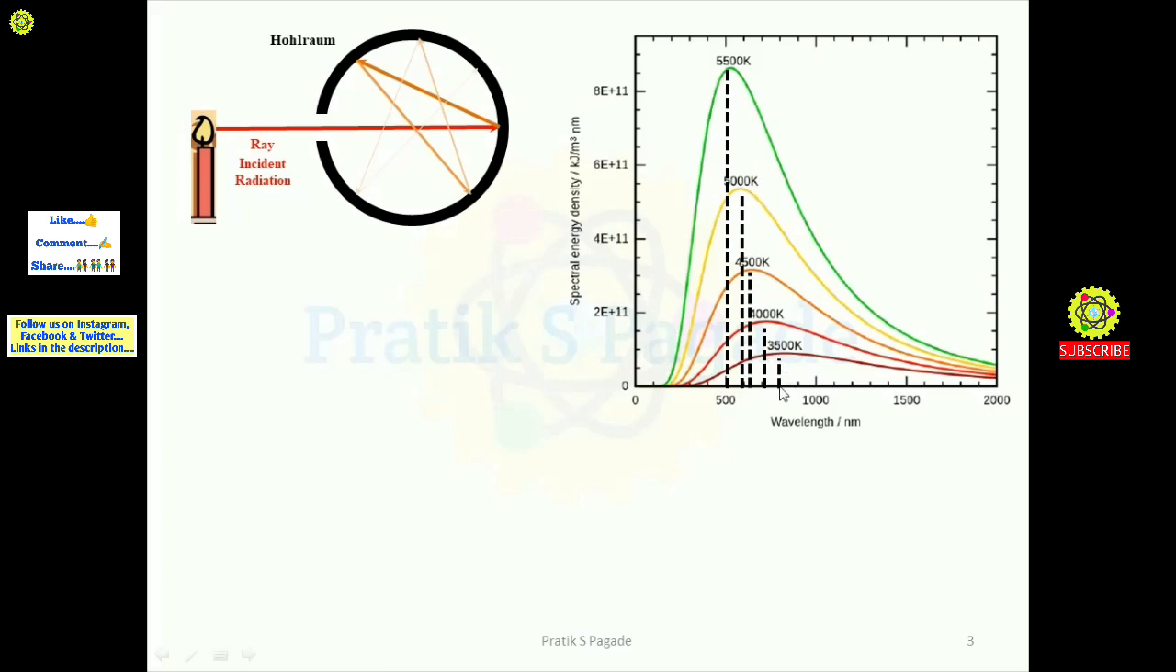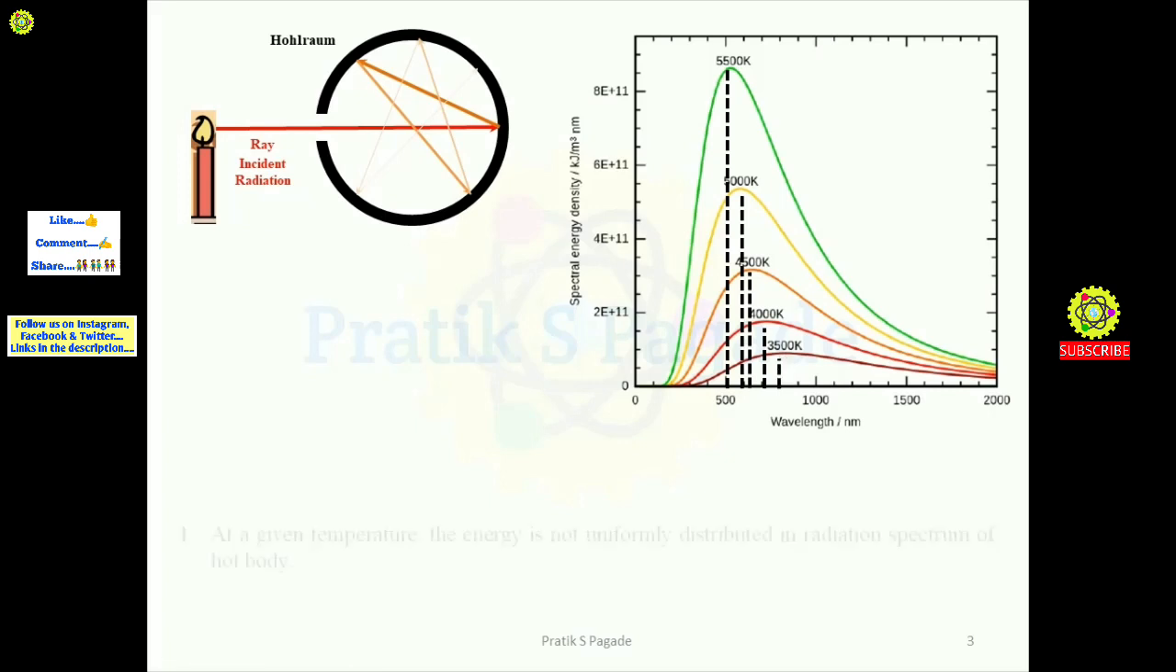And one more thing here, as we increase the temperature, the wavelength at which we get maximum spectral energy decreases. As you can see here, at 3500 Kelvin we have this wavelength, then at 4000 Kelvin we have this wavelength for maximum spectral energy. From this we can conclude that as the temperature increases, the wavelength at which we get the maximum spectral energy decreases, as you can see here.